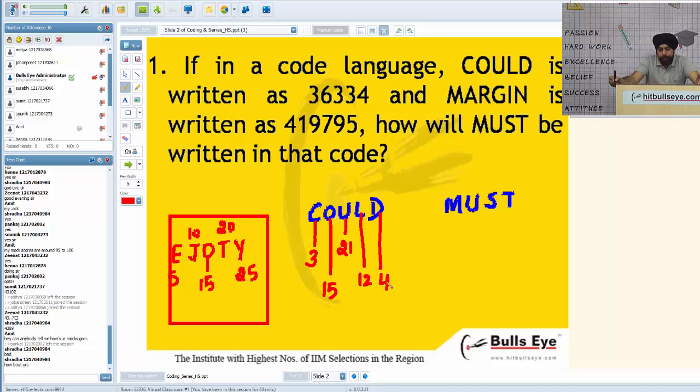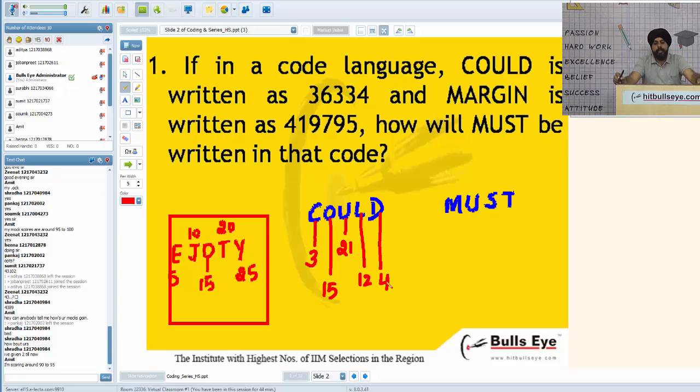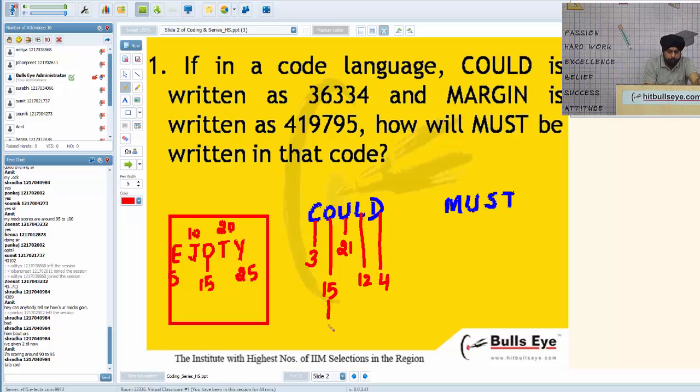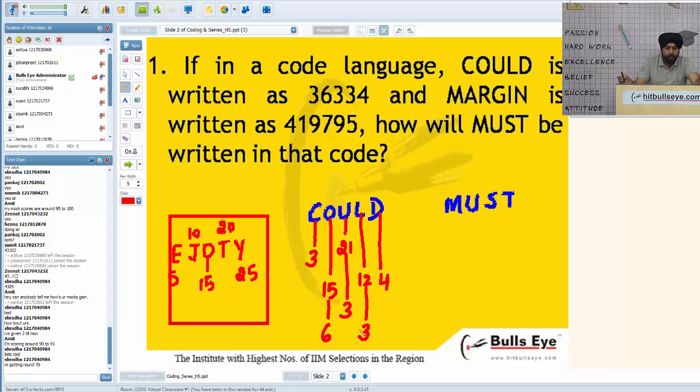Right? Now here, if the letter is having a position which is a single digit one, it is just represented over here. But if it has more than one digit, then the digits have been added so that it becomes a single digit. Right? So you can see coding for O becomes 5 plus 1, 6. For U becomes 2 plus 1, 3. For L also becomes 2 plus 1, 3 and so on.